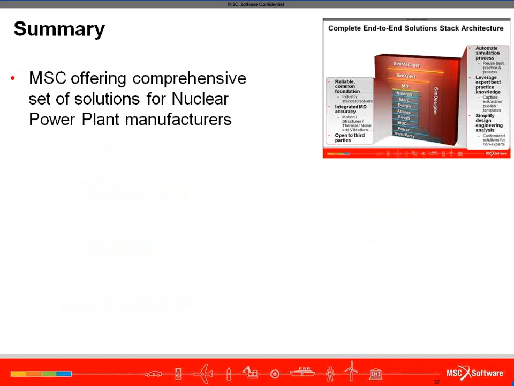We have also reviewed the MSC solution spectrum that spans across multiple simulation disciplines and also the simulation and process data management. I would like to reiterate a couple of key values provided by MSC. First, MSC offers a flexible and complete solution set to address nuclear power plant simulation needs. Depending on your goals for simulation, you can choose from conventional, proven engineering products to an environment offering a highly automated simulation process, including the simulation data management.